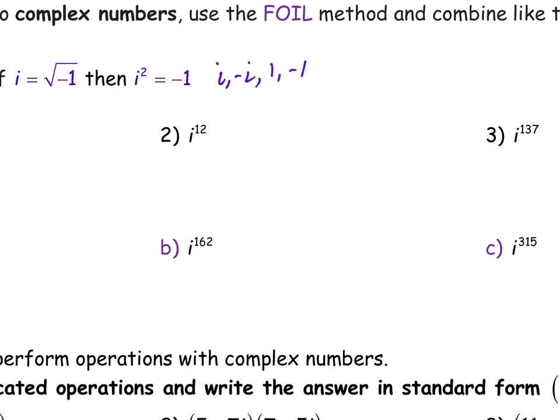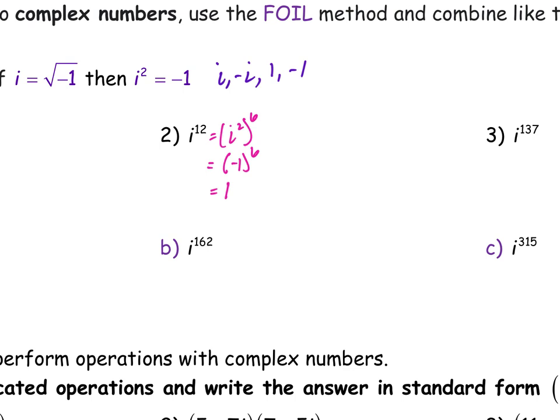Okay. So again, I know what i squared is. I want to write i to the 12th in terms of i squared. How many i squareds make i to the 12th? Six, right? Because 6 times 2 is 12. So I'm using my exponent rules. i squared equals negative 1. And negative 1 to the 6th power is negative 1 times negative 1 times negative 1 times negative 1 times negative 1 times negative 1, which makes 1. Is everyone okay with that?